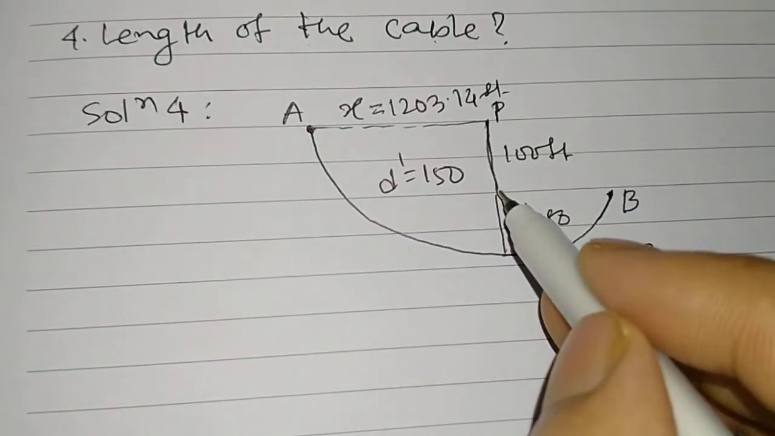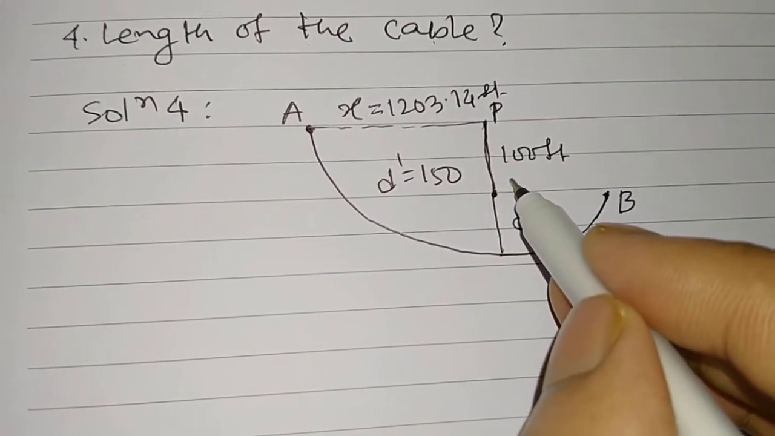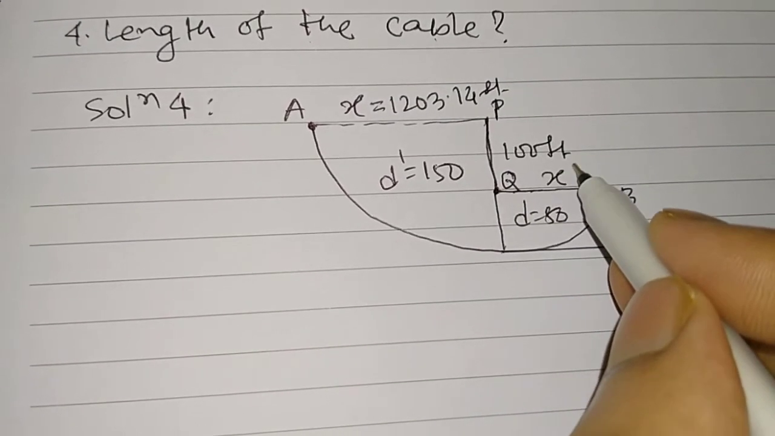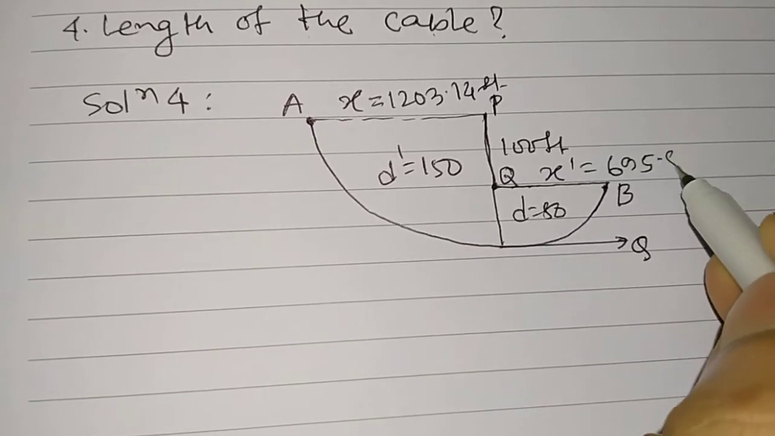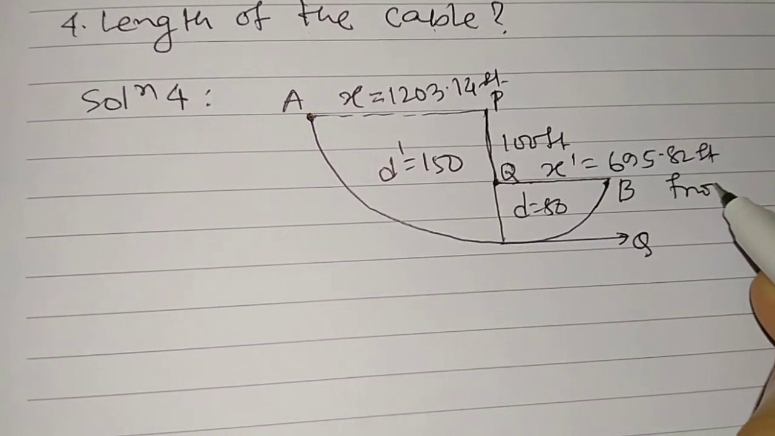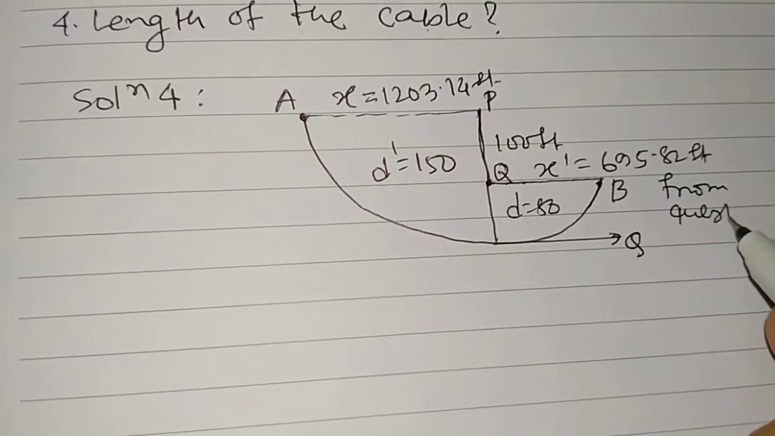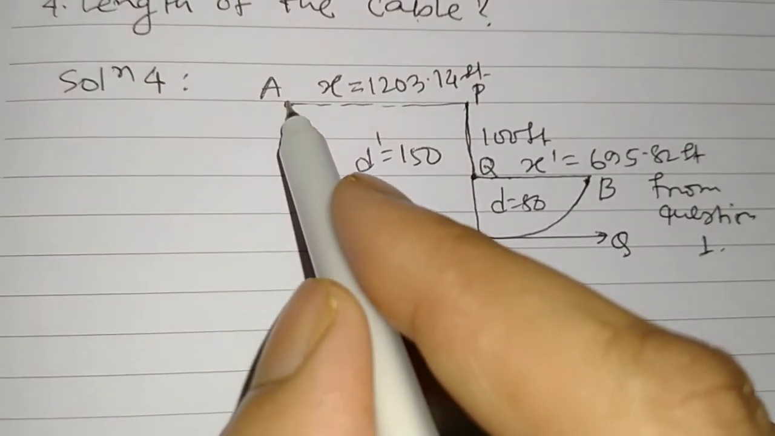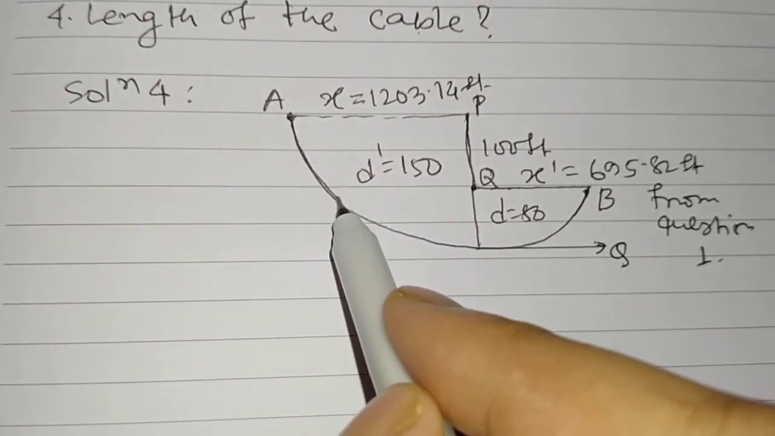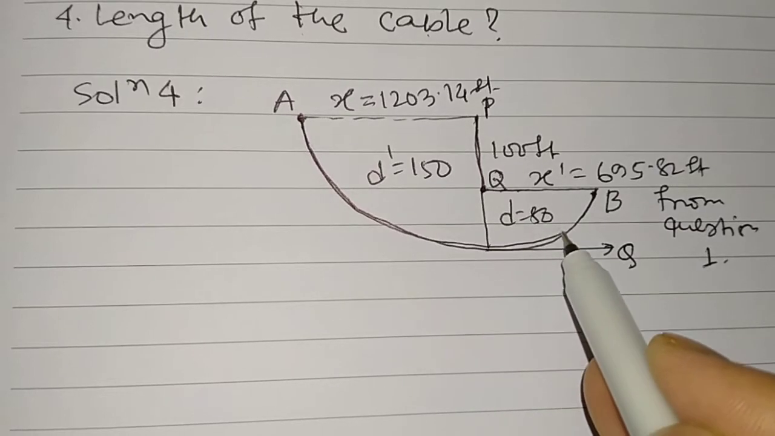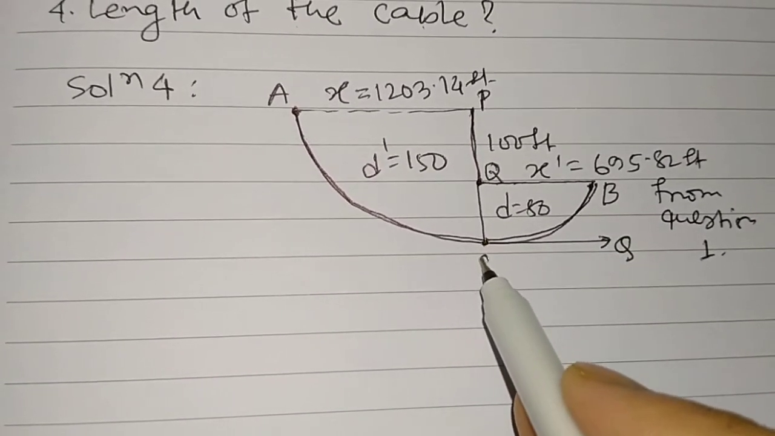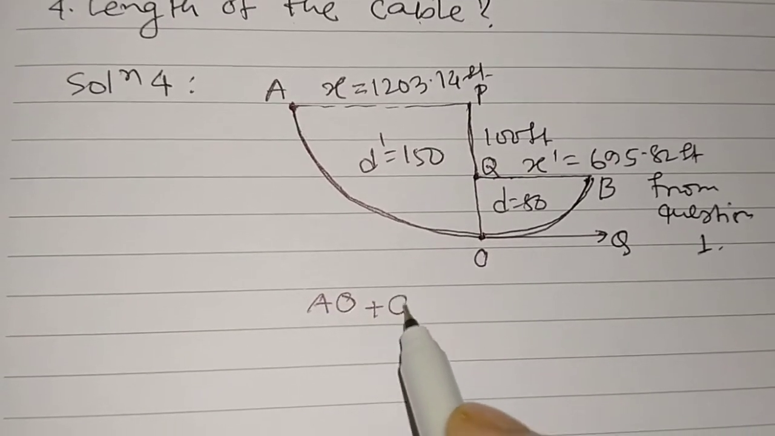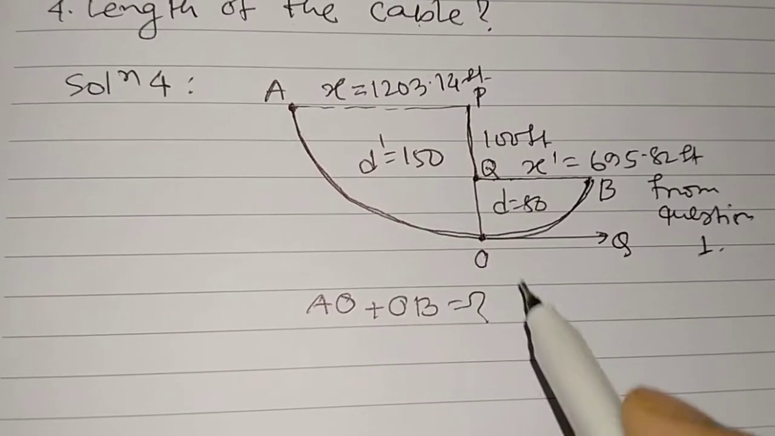And we know the value of AP equals 1203.14 feet, and this distance BQ, x prime, equals 695.82 feet from question 1, and we have to determine the whole length of the cable. This point is O, guys, so we have to determine AO and OB, the total length of this cable.